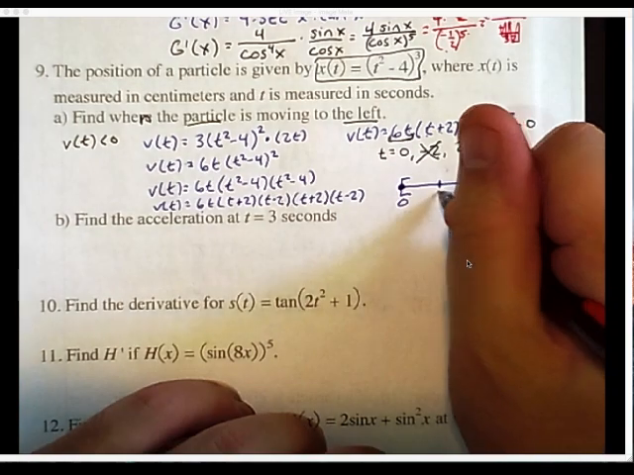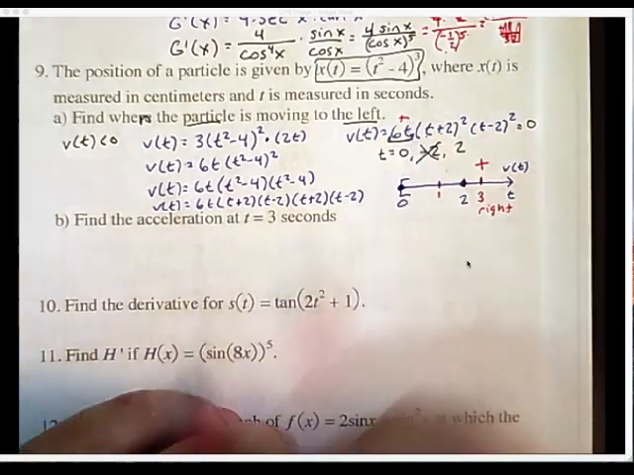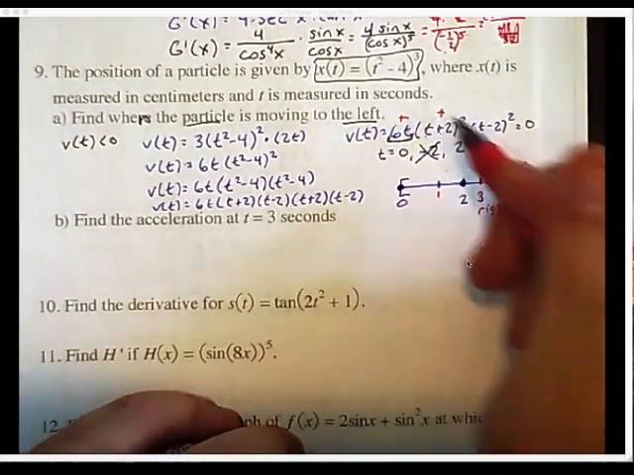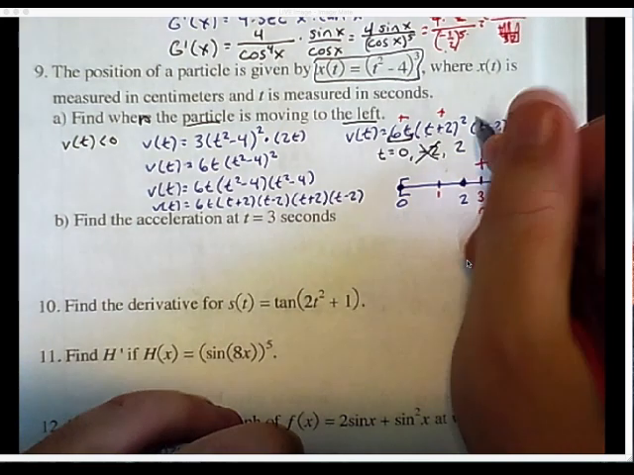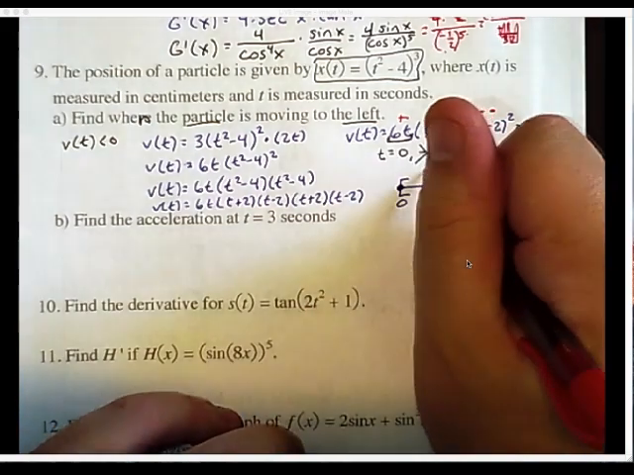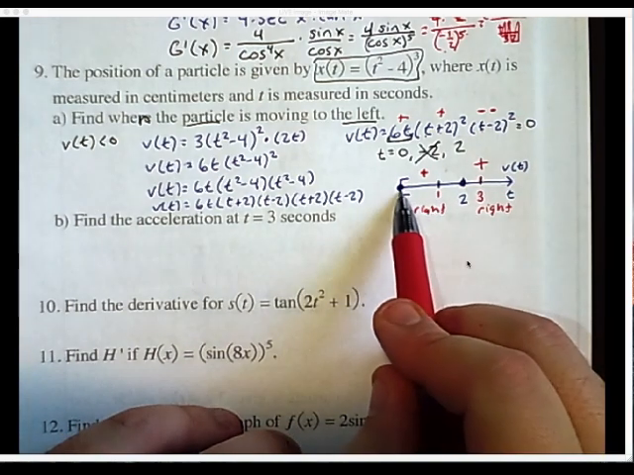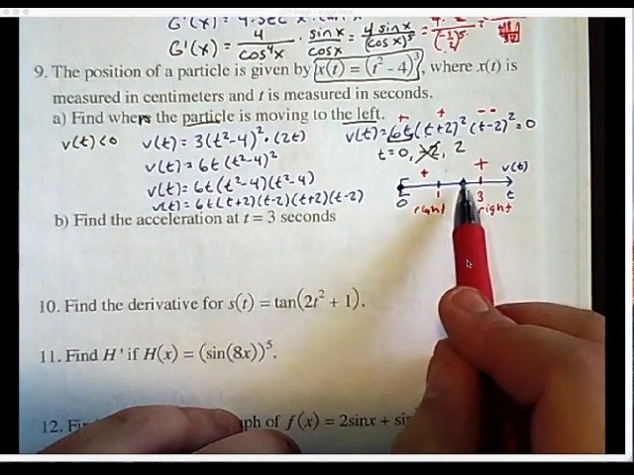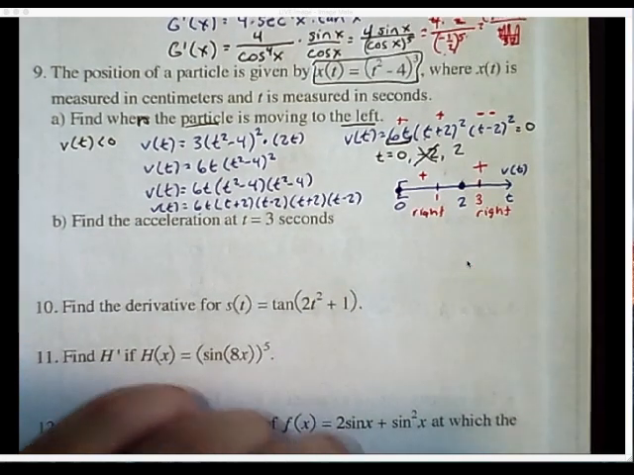Now test another one. Test 1. If I plug in 1 here, this thing would be positive. 1 plus 2 is positive. 1 minus 2 is negative, but you're squaring it. So it's like you're getting negative times another negative, which again is positive. So that means that when we start our stopwatch, the particle's moving to the right. At 2 seconds, it momentarily stops, and then it moves to the right again.